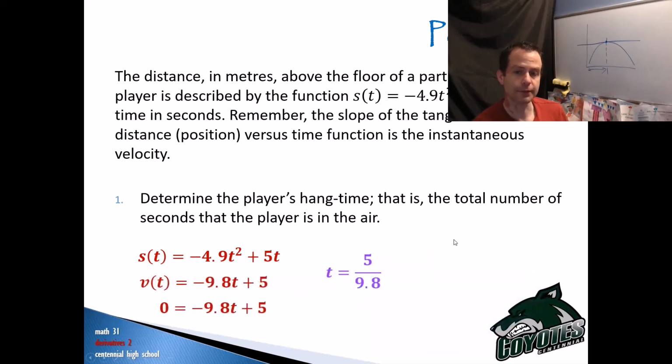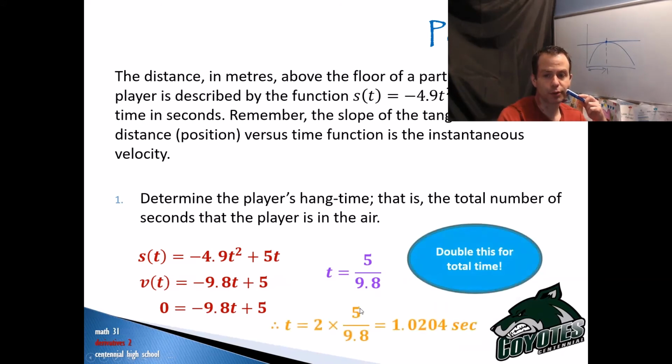So that gives me t is 5 over 9.8. Okay, I'm just solving that, bring my 5 over, divide both sides by negative 9.8. But now we want to multiply that by 2 for the total time. So the total time is 1.0204 seconds. So the player is in the air for just a little over 1 second.